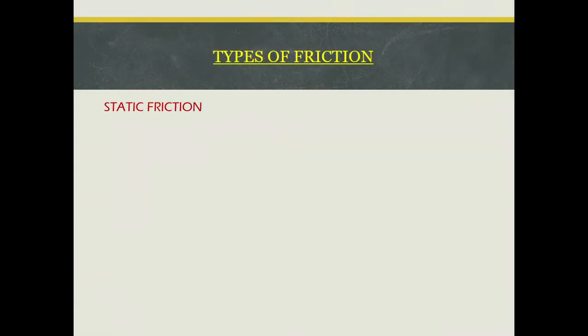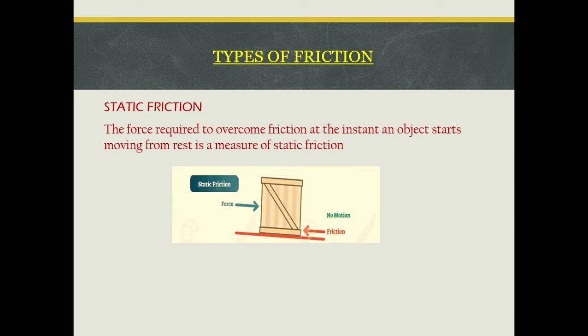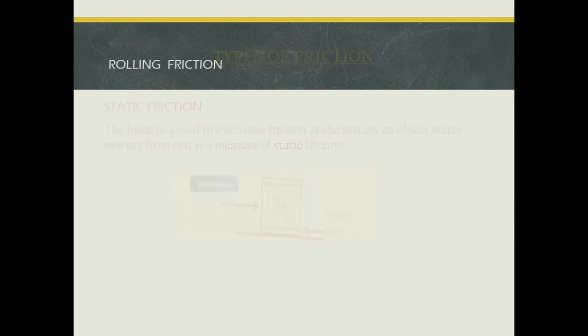Let us look into the three different types: static friction, rolling friction, and sliding friction. Firstly we will take up static friction. The force required to overcome friction at the instant an object starts moving from rest is a measure of static friction. You can see that an object is being pushed in a particular direction and friction is acting opposite to that. If the force applied and friction are of equal magnitude, then there is no motion at all. That is static friction.